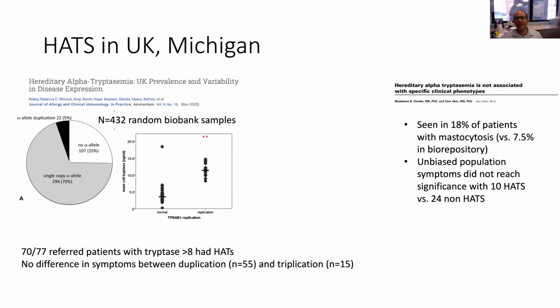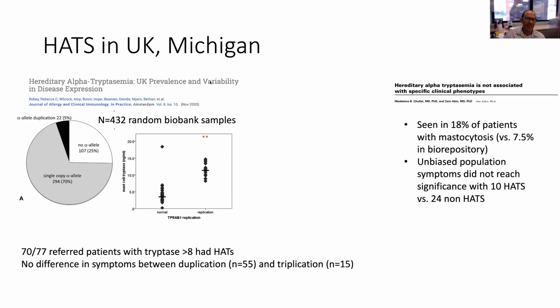In fact, Jem Aiken looked, again, in a very, very small sample of just 34 patients from a completely unbiased population. He didn't see differences in symptoms between those who had HATs versus those who didn't, but unfortunately, he's not powered to see differences with numbers that small, any more than we were powered in the small study that we did at the NIH, where we saw some differences.